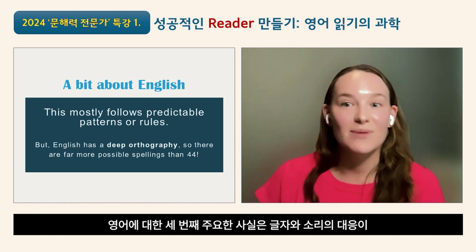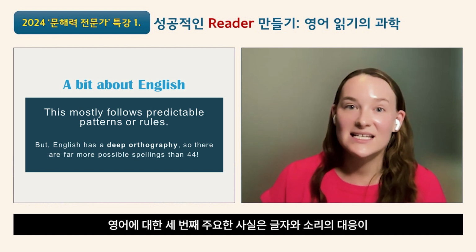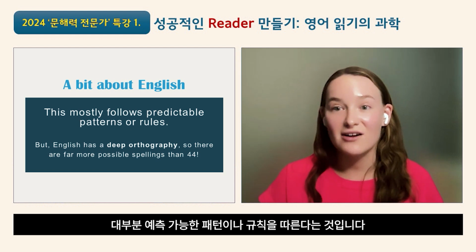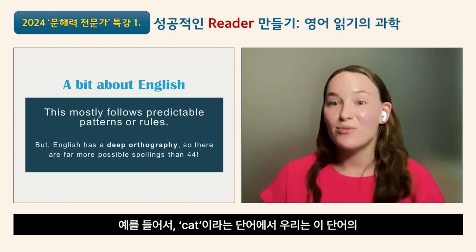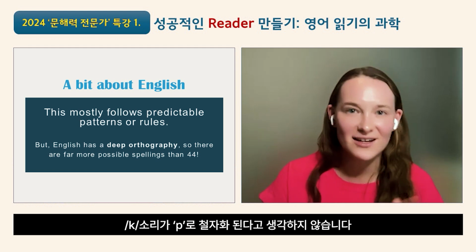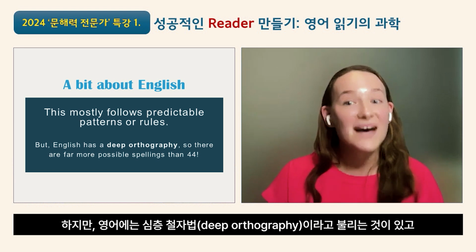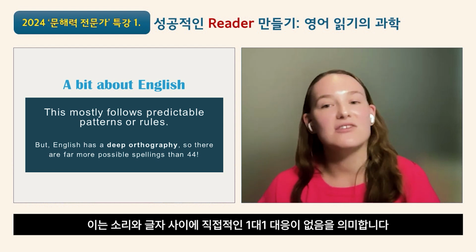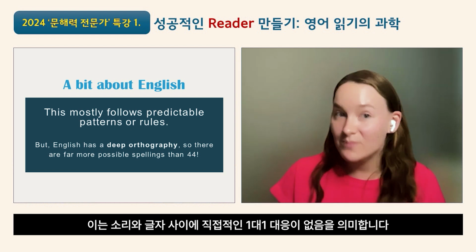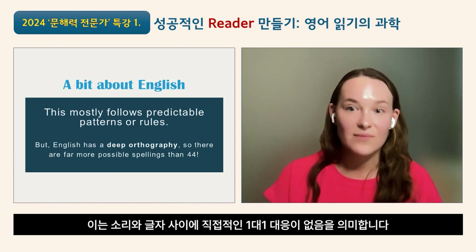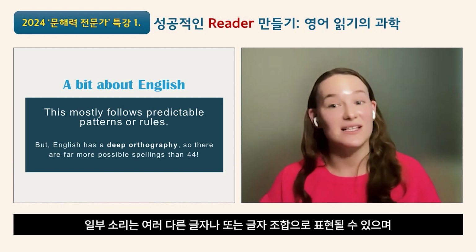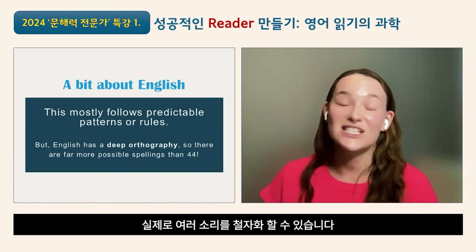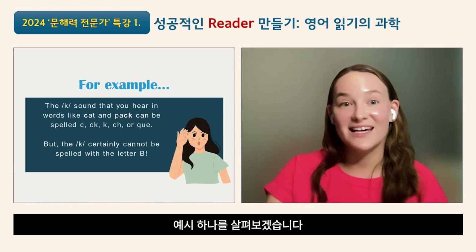Our third key fact about English is that the correspondences between letters and sounds mostly follow predictable patterns or rules. For example, in that word cat, we would never think that was spelled with the letter P, but English has what we call a deep orthography, which means that there's not a direct one-to-one correspondence between these sounds and letters. Some sounds can be spelled by several different letters or combinations of letters, and some letters or combinations of letters can actually spell multiple sounds. Let's take a look at an example.